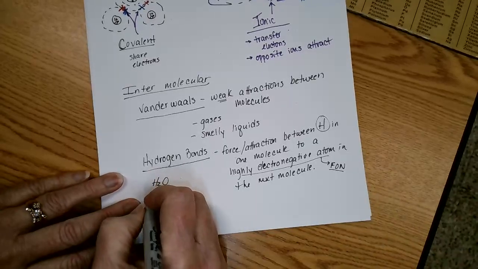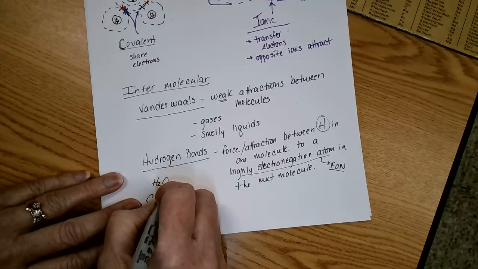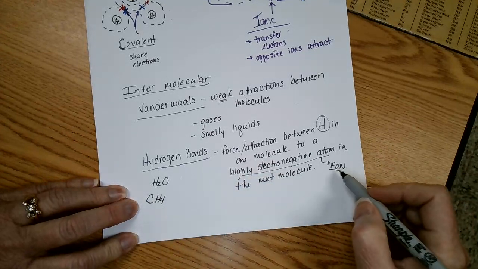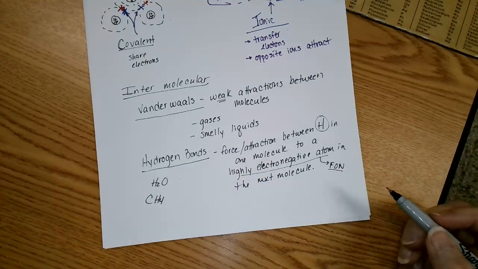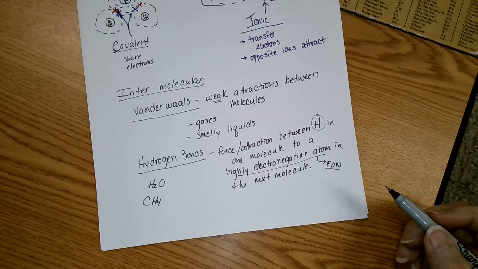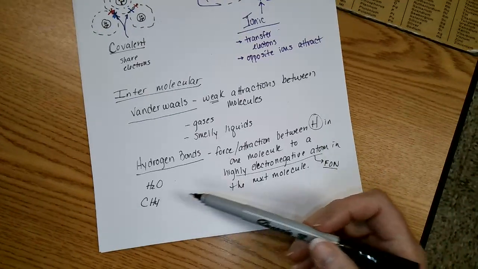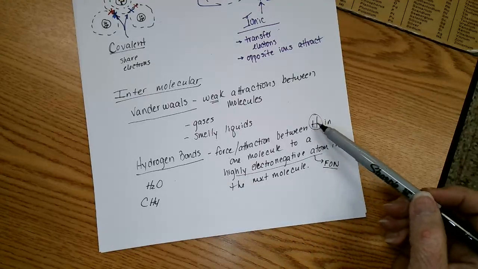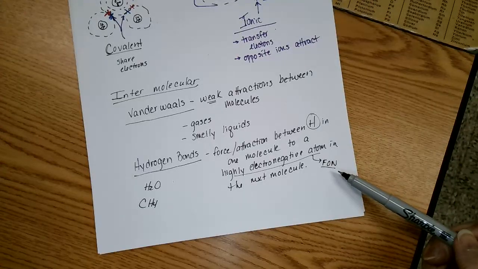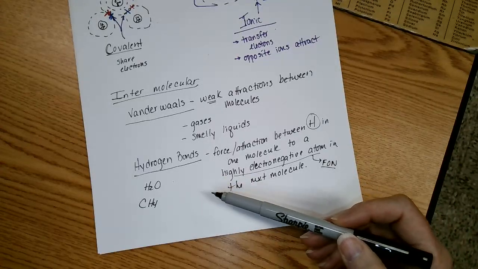But what about the molecule methane? It's CH4. It has the hydrogen in it, but the other element is not F, O, or N. So you're not going to see hydrogen bonds there. Okay, so you want to look for a molecule that has both those criteria. It has hydrogen in it, and then it has either an F, an O, or an N in it. Okay, and then you're going to maybe see these hydrogen bonds.